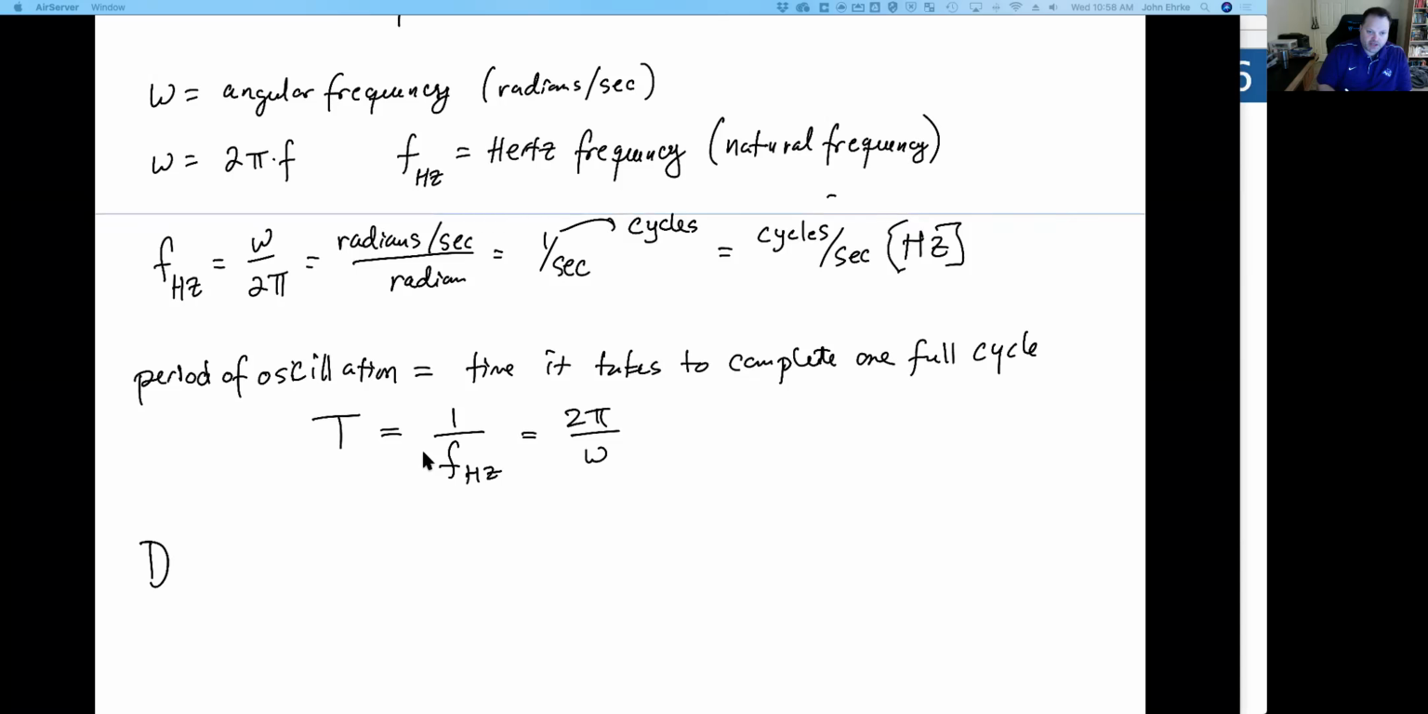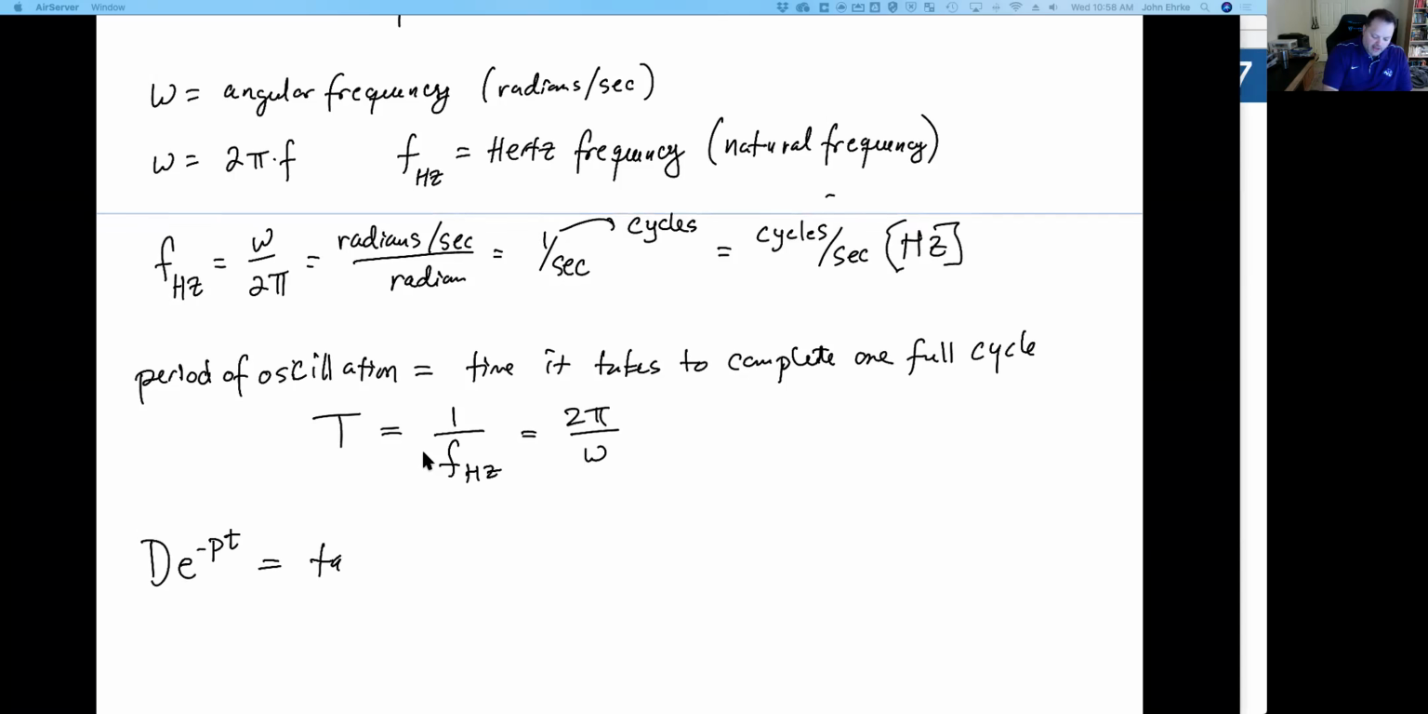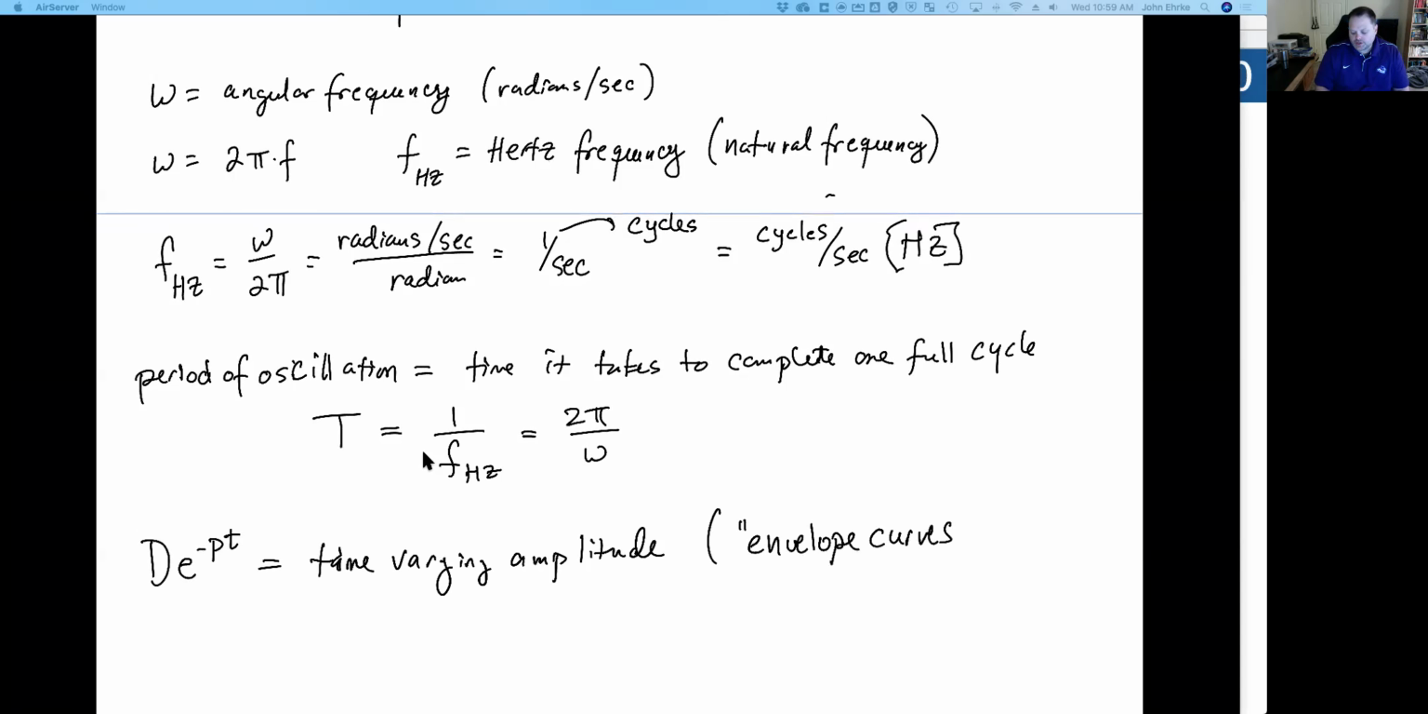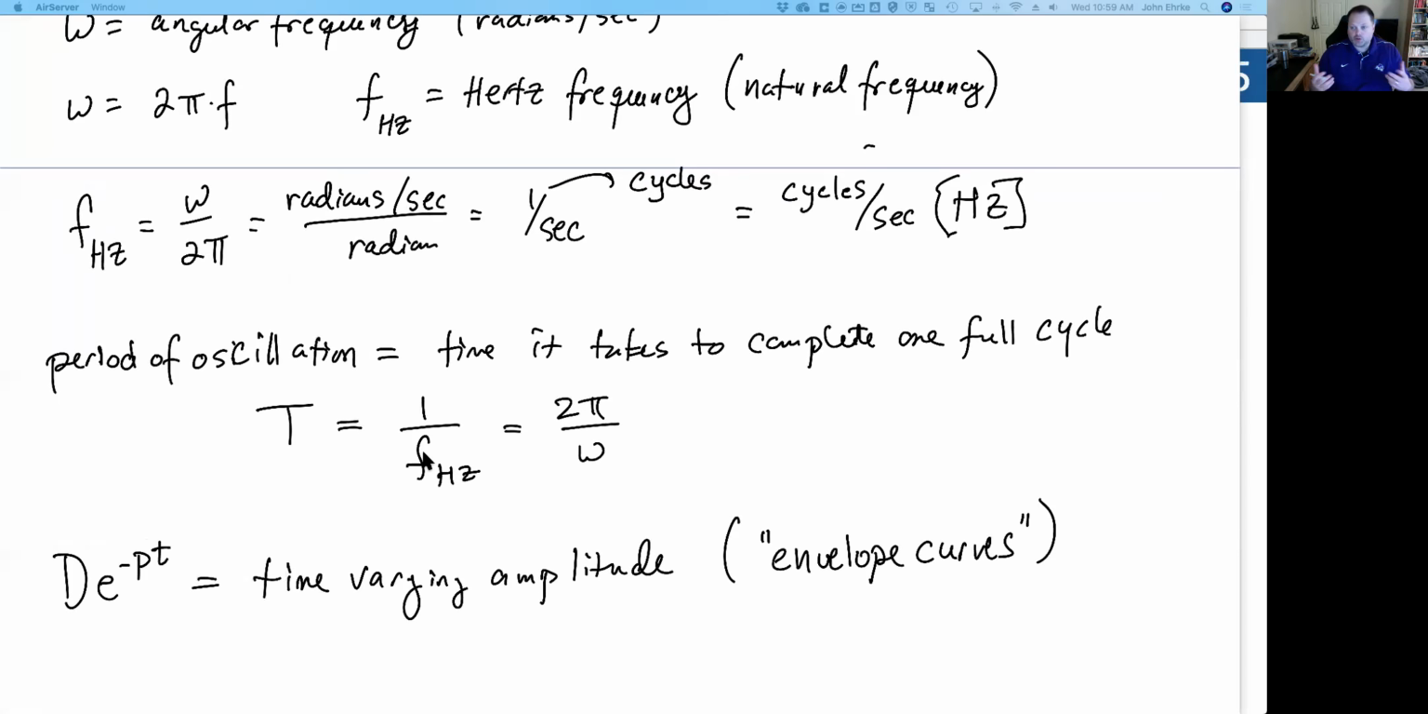Because the amplitudes are decaying, it's not just a straight frequency. It's not just a straight period. So we say e to the minus pt. This is the time varying amplitude. So the amplitude of the wave will change over time. And these are typically called envelope curves. I'll show you an example in Maple in just a second that'll drive home why that envelope curve term is appropriate.